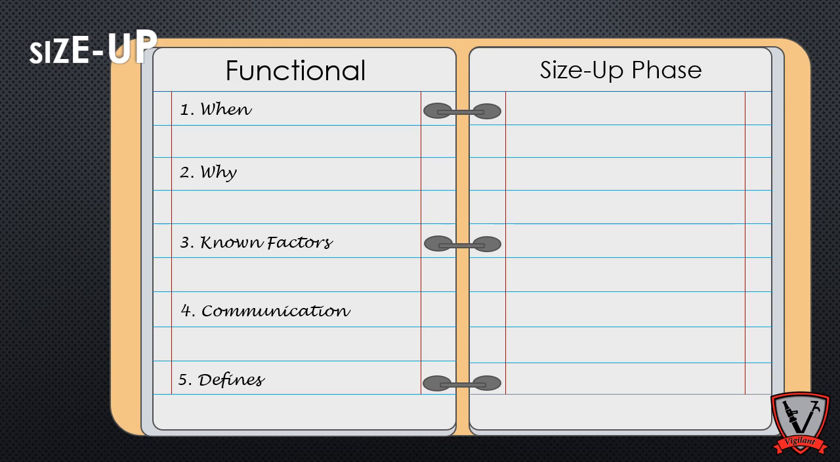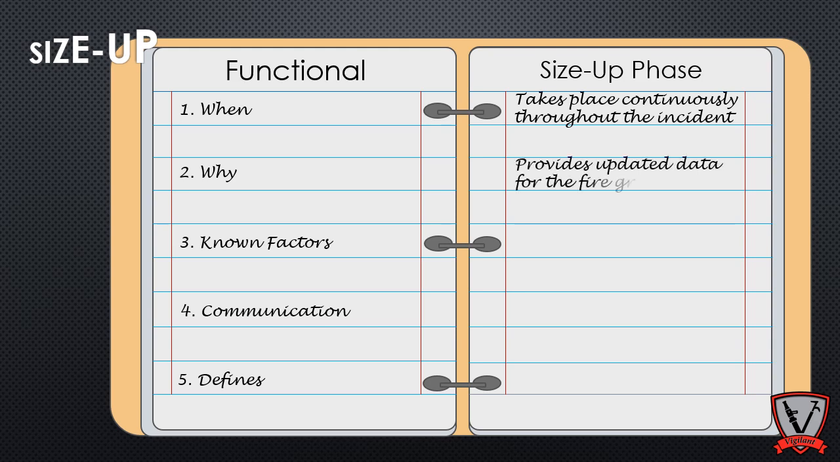Our functional SizeUp is going to take place throughout the incident. This is how our SizeUp becomes continuous, so it takes place continuously throughout the incident. This provides updated data for the fire ground assessment feedback loop. This is where we start obtaining our second and third blood pressures. It's going to let us know how the fire ground is evolving.